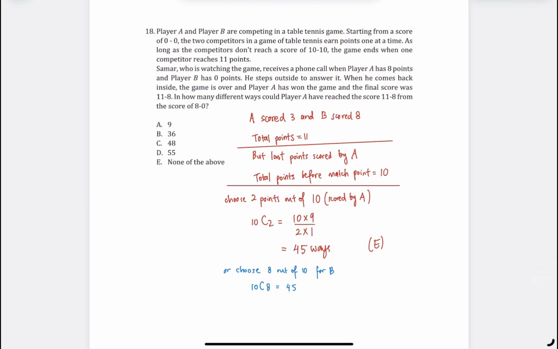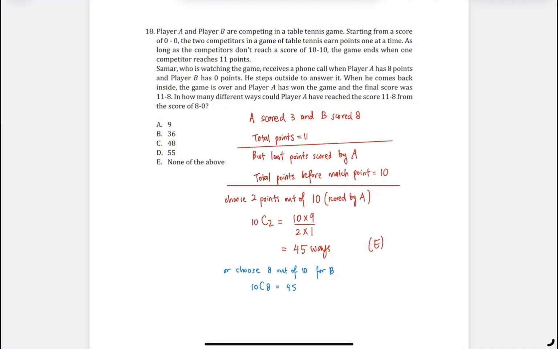Question 18. Player A and player B are competing in the table tennis games. Starting from a score 0-0, two competitors try to earn 1 point at a time. As long as the competitors don't reach the score 10-10, the game will end when a competitor reaches 11. So this person watched the game and received a phone call when player A has 8 points and player B has 0 points. Then after that you walk outside. When you come back, player A won the game and the score is 11-8. So how many different ways could player A have reached the score 11-8 from the score 8-0?